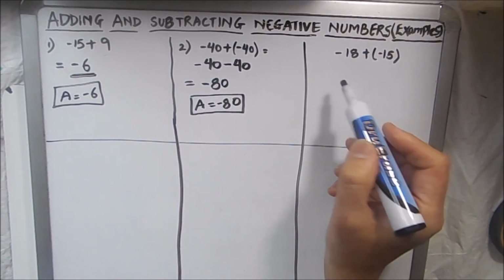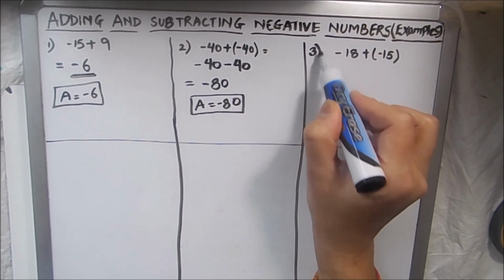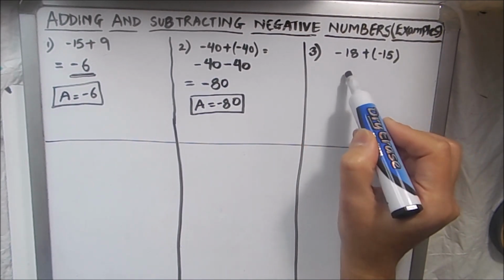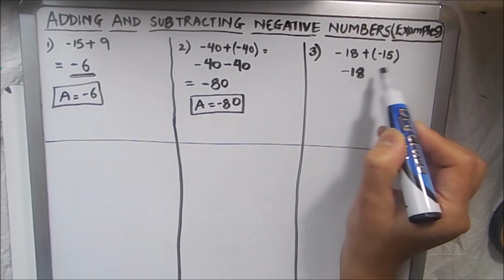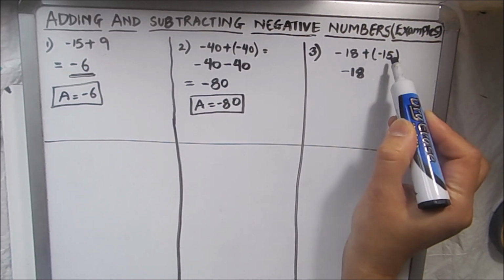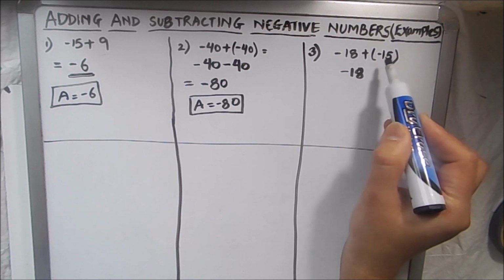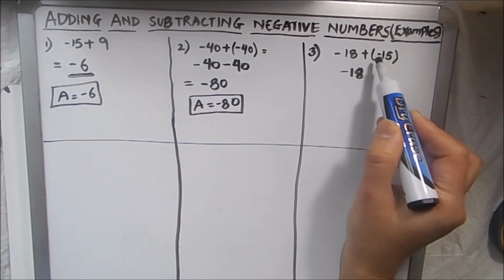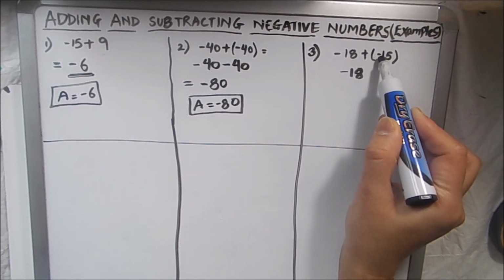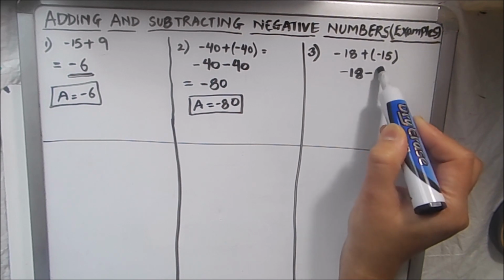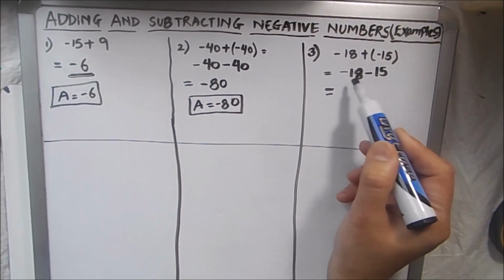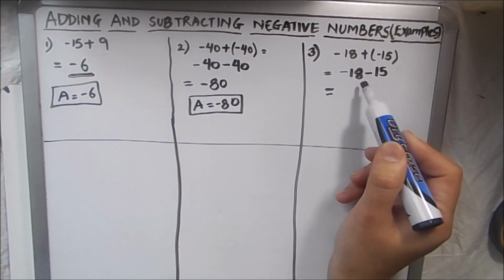Now let's move on to the next example here. This is minus 18, which is a negative number, and we are adding another negative number to it. So the first step will be to open this small bracket or parenthesis. So this will be plus times negative, which is negative, and this is 15. So now the two signs are the same, so the two numbers will be added.